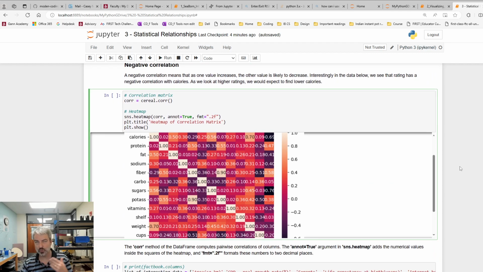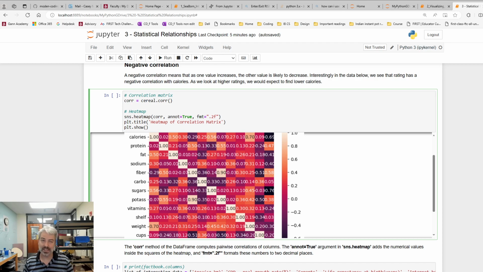Positive correlation means as one increases, the other one's going to increase. As a country's wealth increases, we might see that its average age should also increase. Those should be positively correlated, and we're going to look and see how positive those are.